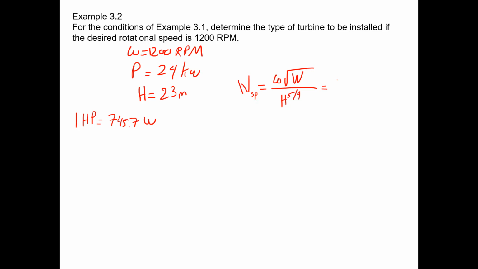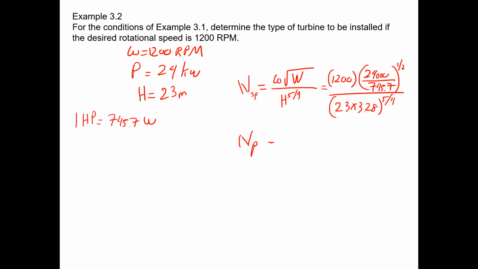So if I plug in these numbers, I know that my speed is 1200 RPM. My power is going to be 24,000 watts divided by 745.7 to get that into horsepower. That's raised to the 1/2 power, divided by my height in meters, which I'm going to convert into feet. I compute that my non-dimensional specific speed is 30.6.